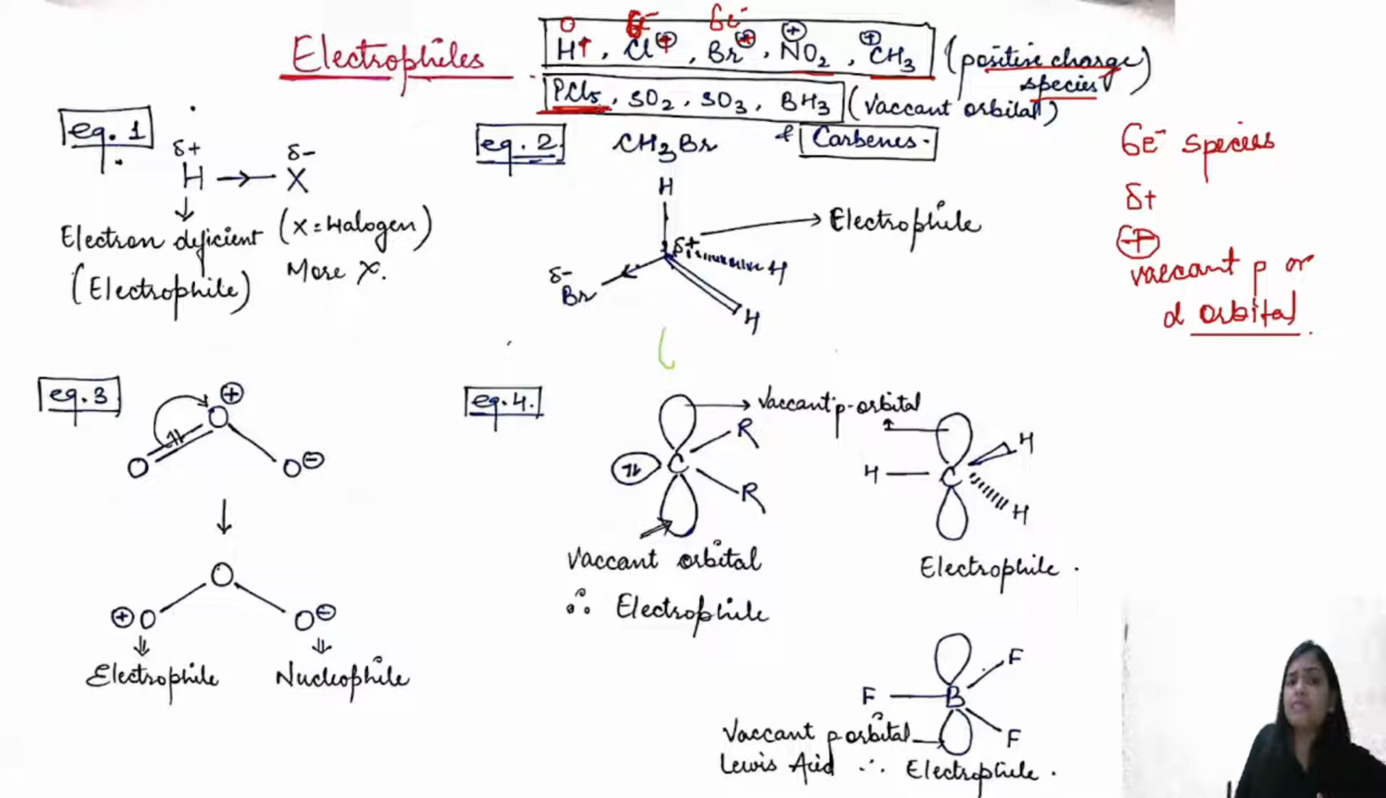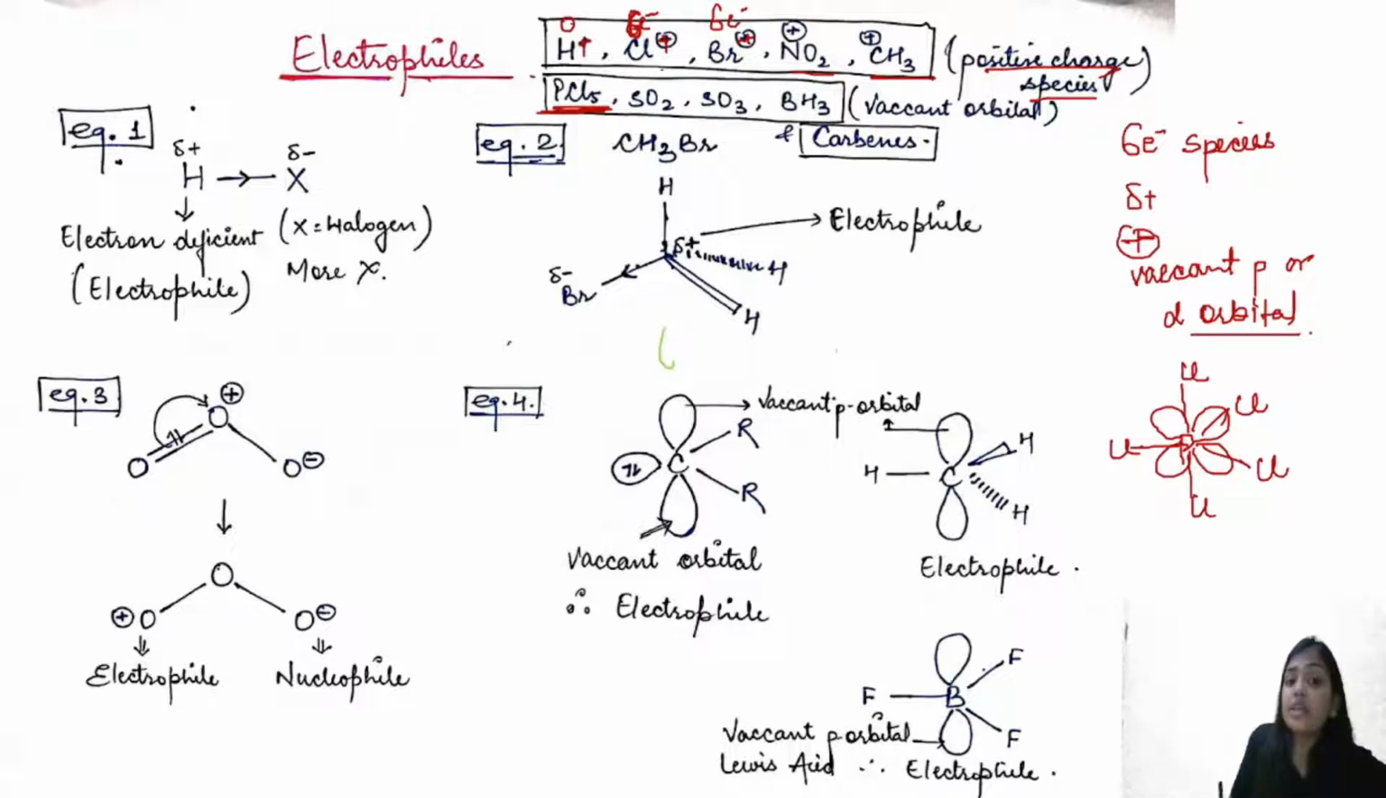PCl5. Now you would say, ma'am, PCl5 does not have any charge, so is it electrophilic? Yes, absolutely, PCl5 is electrophilic. Why? In the case of PCl5, its octet is complete, and it even has an expanded octet, more than 8 electrons, basically 10 electrons. But still, because over the phosphorus we have a vacant d orbital, it has a tendency to accept electrons, and therefore this is considered to be electrophilic.